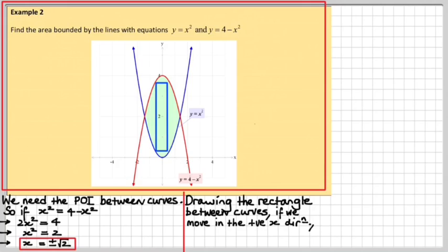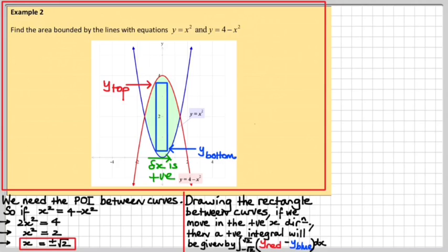So I've got my rectangle back again where it should be, and it's enclosed between the two curves, not like it was before. And we can see now that for any given value of x, the top of the rectangle is the y value of the red curve, and the bottom of the rectangle is the y value of the blue curve. Okay, so we're all set to go now. We know that if we're going to integrate from left to right, our delta x's will be positive as well, don't we? Of course we do.